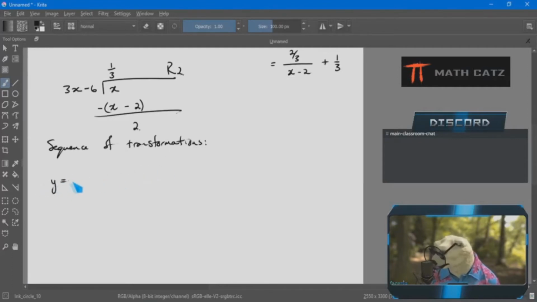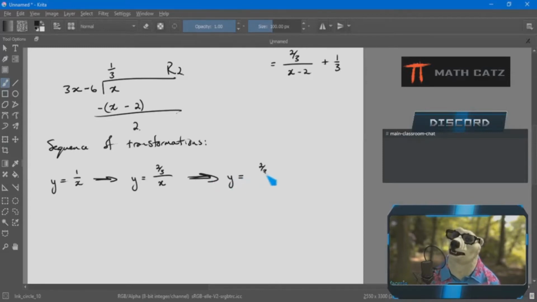So, of course, I start with my basic rational function, 1 over x. That was supposed to be a 1. It wasn't supposed to be this curvy. Then I will go to stretching it, of the graph, multiplying the right-hand side by 2/3, which I can put at the top. Then I will replace x with x minus 2. And lastly, I will take the right-hand side, squeeze it in here, and add 1/3.